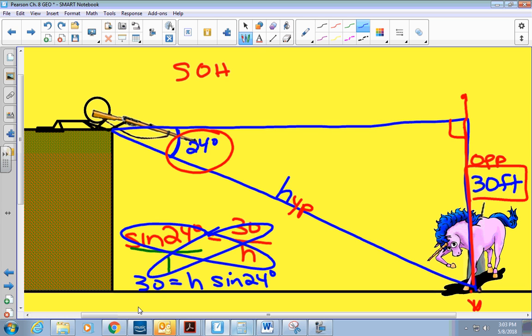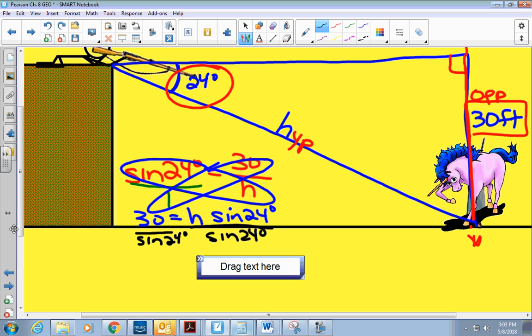What's the opposite of multiplying? Dividing. What's going on between the H and the sine of 24 is multiplying, so the opposite of that is divide. To solve for H, we're going to divide both sides by sine of 24. In your calculator, you're going to put 30 divided by sine of 24.